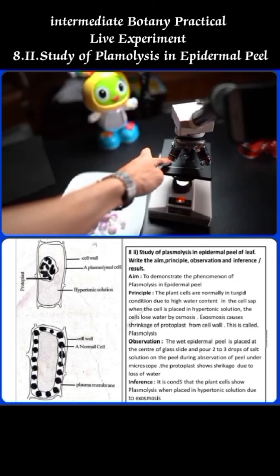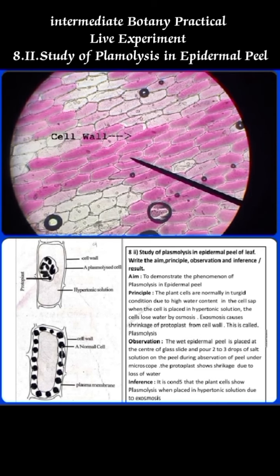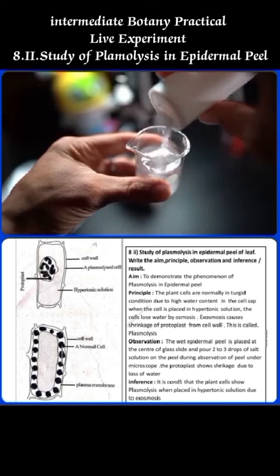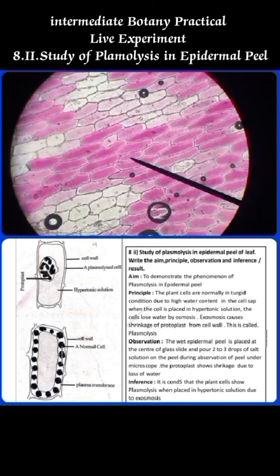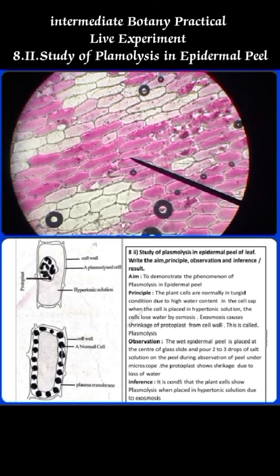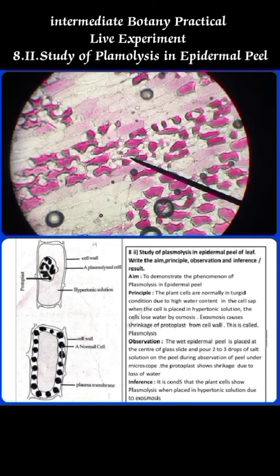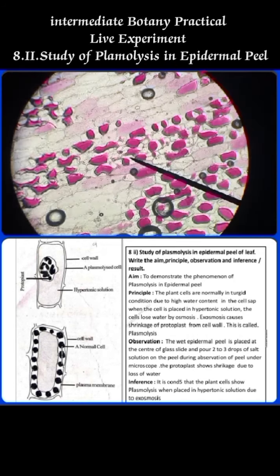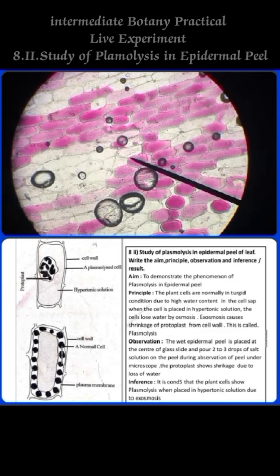This is called plasmolysis. Observation: the wet epidermal peel is placed at the center of a glass slide and 2 to 3 drops of salt solution are poured on the peel. During observation of the peel under the microscope, the protoplast shows shrinkage due to loss of water. Inference: it is considered that plant cells show plasmolysis when placed in hypertonic solution due to exosmosis.